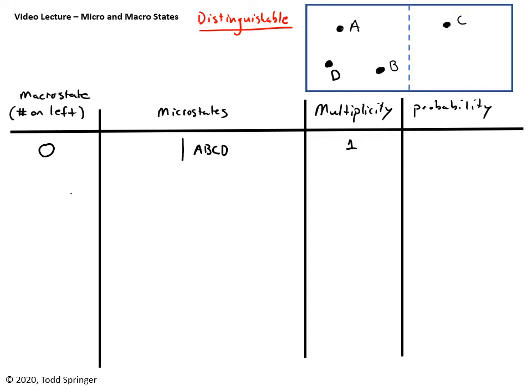Okay, how about one particle on the left? How can I achieve that? Well, there's 4 ways I can do it. I can have A on the left, I could have B on the left, I could have C on the left, or I could have D on the left. So let me write those possibilities out.